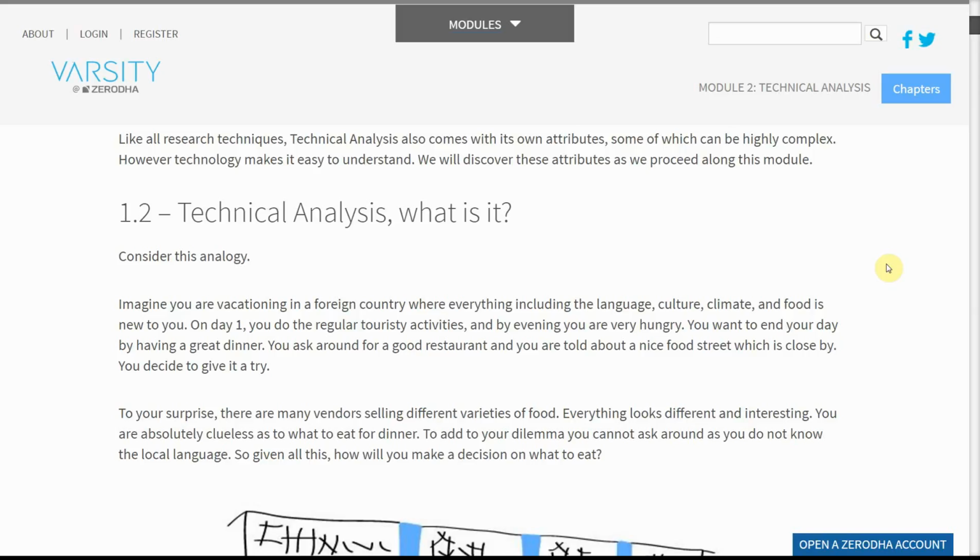1.2 Technical Analysis. What is it? Consider this analogy. Imagine you are vacationing in a foreign country where everything, including the language, culture, climate, and food, is new to you. On day 1, you do the regular touristy activities. And by evening you are very hungry. You want to end your day by having a great dinner. You ask around for a good restaurant and you are told about a nice food street which is close by. You decide to give it a try.